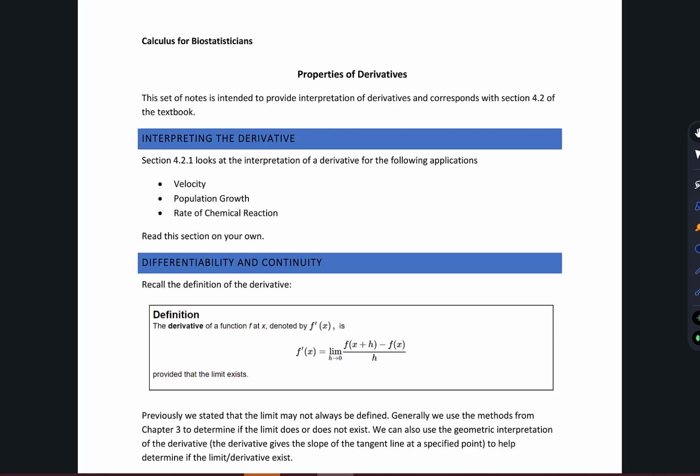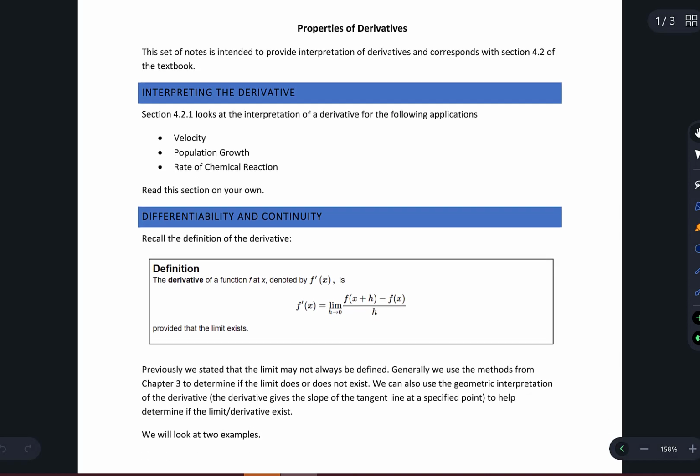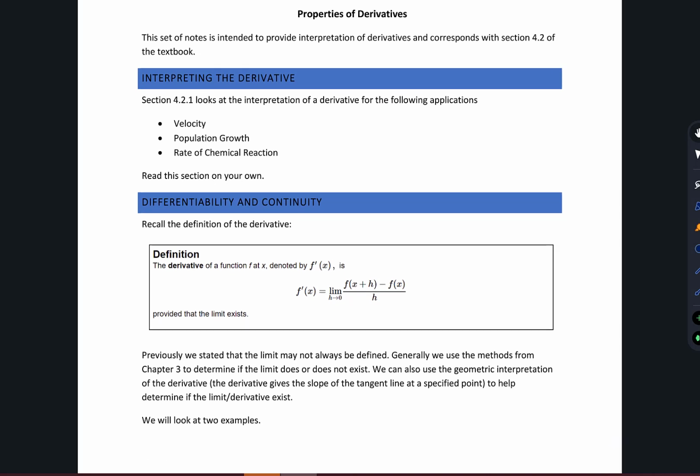In this set of notes, we're going to look more at the properties of derivatives. So the first thing is, when interpreting a derivative, we can interpret a derivative in context of different applications, and section 4.2.1 of your book looks at those interpretations for velocity, population growth, and rate of a chemical reaction.